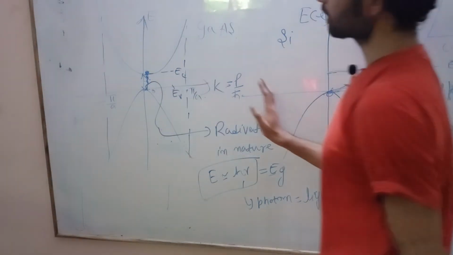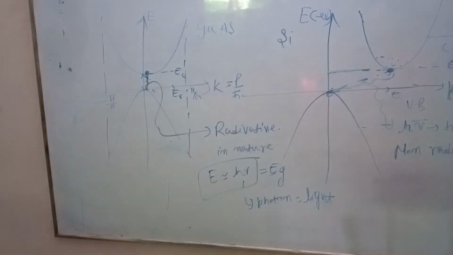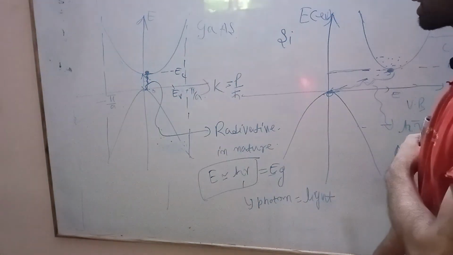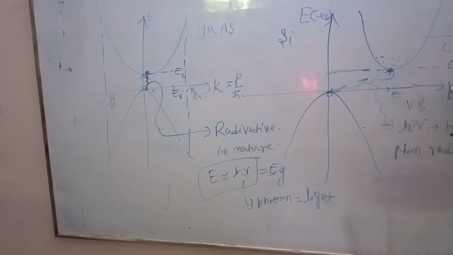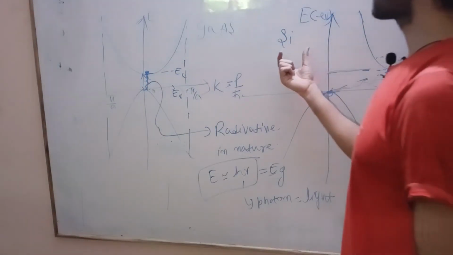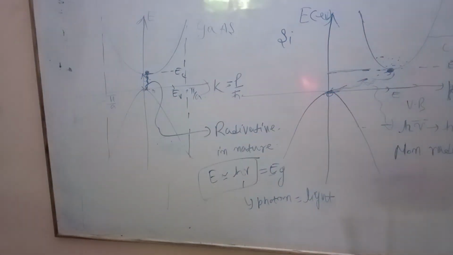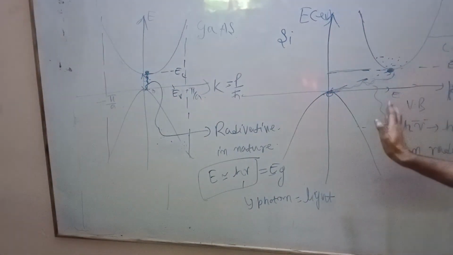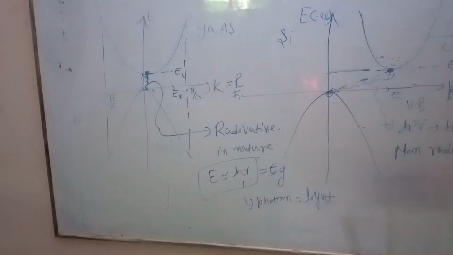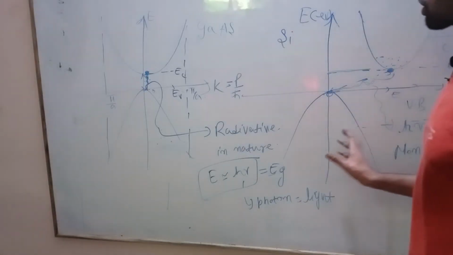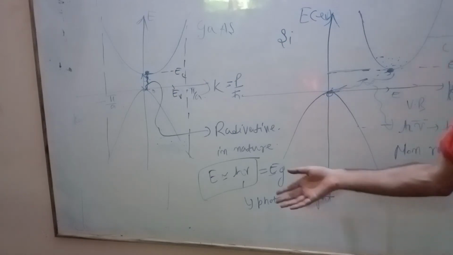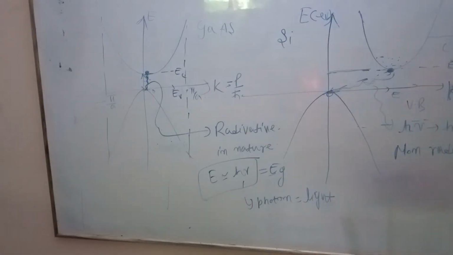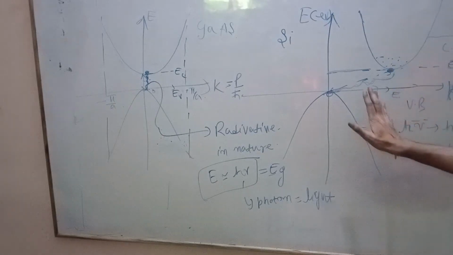So this direct band gap semiconductor material is useful for LED, laser, and other optical devices. But elemental semiconductors like silicon and germanium are indirect band gap semiconductor materials. So they are not used for LED, laser, and other optical devices. They are normal semiconductor materials.